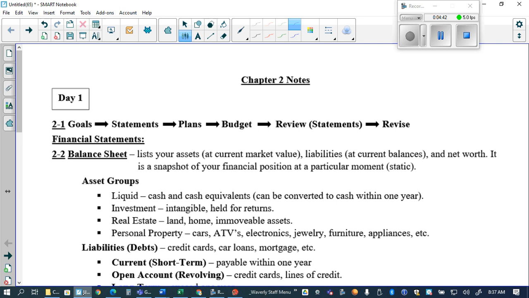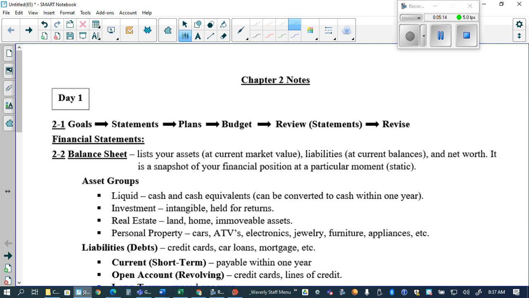And later on, as you implement your plans, right, and make a budget based on your statements and your plans, okay, then you go back and you revise your financial statements to see where you stand again, right, and say, okay, am I meeting my goals here or am I not meeting my goals? And if not, then you can revise your plans and your budget. Does that make sense? Okay, so the statements are kind of an important thing here, right? And the first one they talk about is the balance sheet, okay?